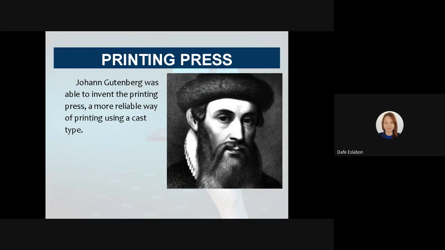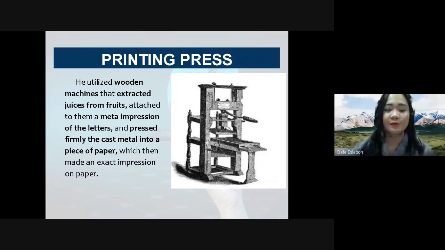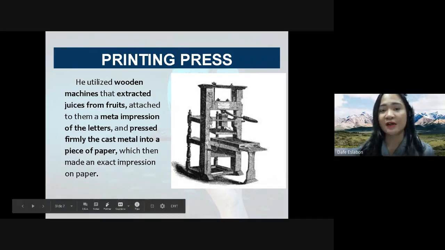And what does this printing press look like in the medieval ages? In the account of Johann Gutenberg, it is stated that this printing press was a wooden machine made of wood, which extracted juices from fruits. Attached to it is a metal impression of letters, which pressed the cast metal firmly into a piece of paper and made an exact impression on the paper. So this is exactly how the printing press looked during the Middle Ages.